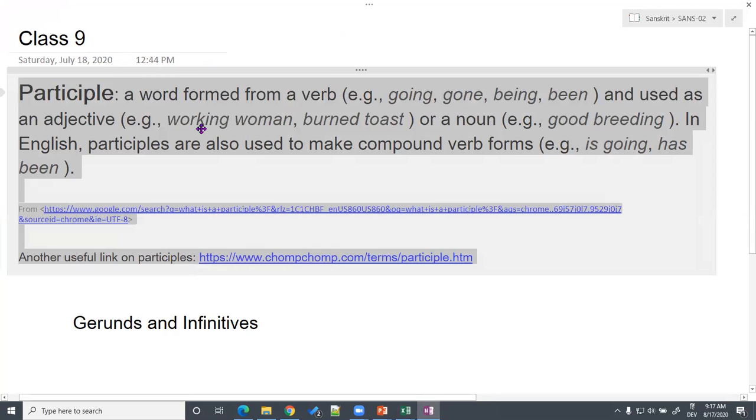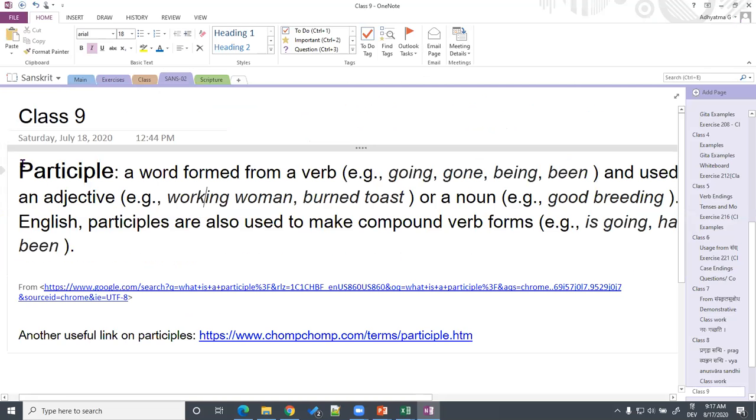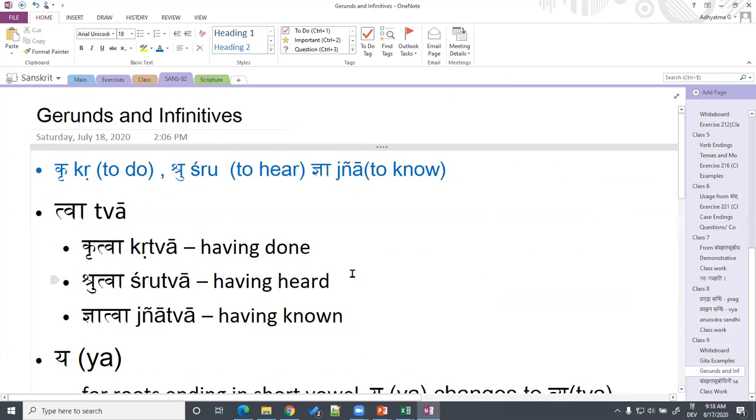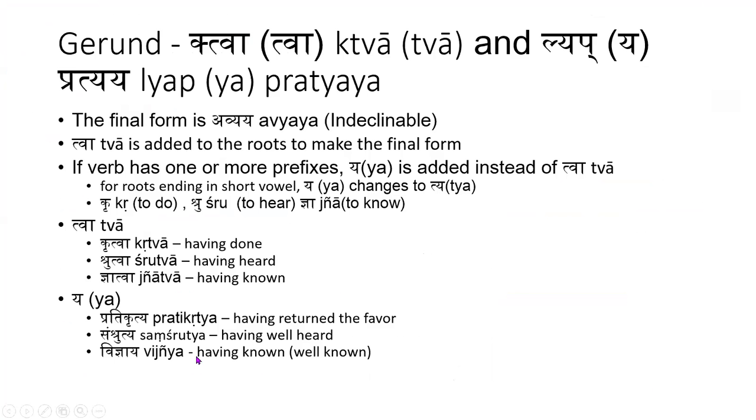So in Sanskrit, the concept of participle is similar. These are words formed from a verb and used as an adjective or a noun, and they can complement the verbal function. So what does that mean, complementing the verbal function? We'll see. So first today we'll study two major krut pratyaya suffixes which are very important to form some participles.